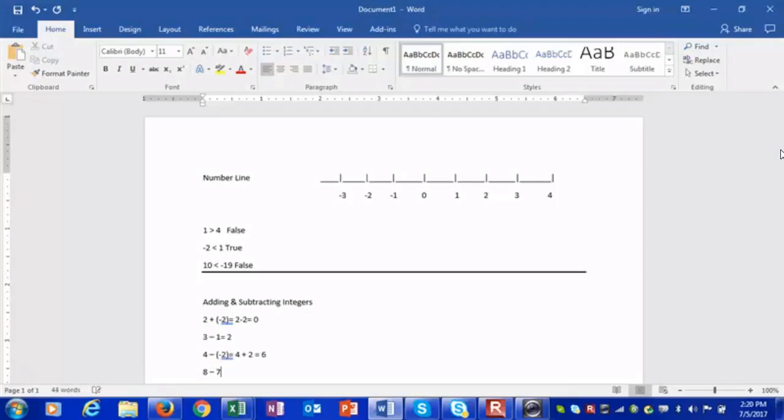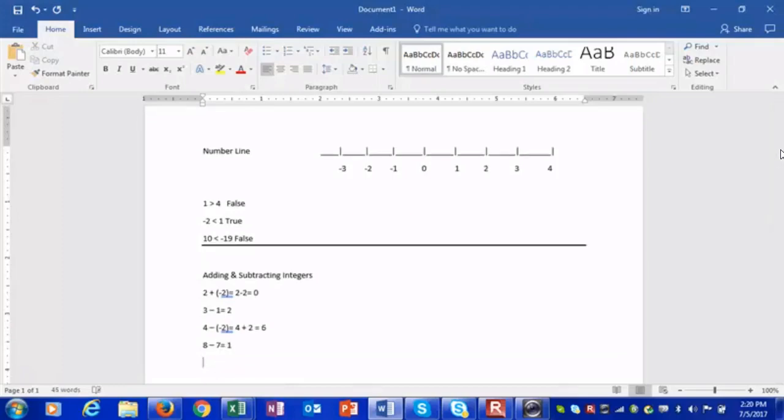What is 8 minus 7? If you're at 8 on the number line, you go to the left, 7. What is 8 minus 7? It should be 1. Okay? Let's do one more. 3 minus a +2. This is the equivalent of 3 minus 2, because, of course, that negative sign is distributed inside of that parenthesis. So 3 minus 2 is what? 3 minus 2 should be 1.